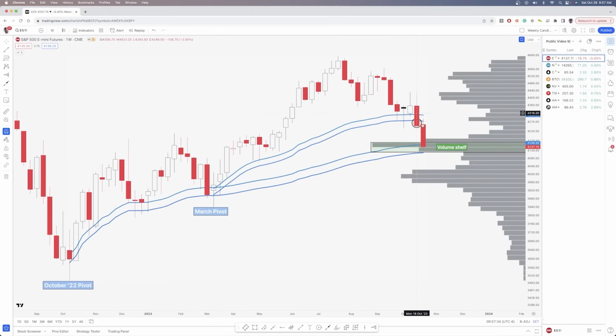It just speeds up through these areas of low liquidity, and then it gravitates towards this next area of liquidity, which is this volume shelf here, which is also the point of control. The point of control is just measuring the area that has the most volume at a specific price level.